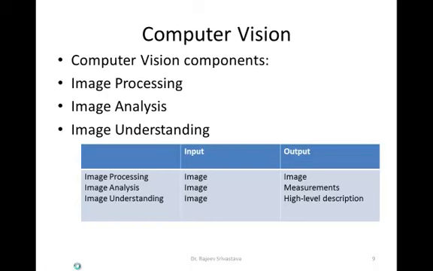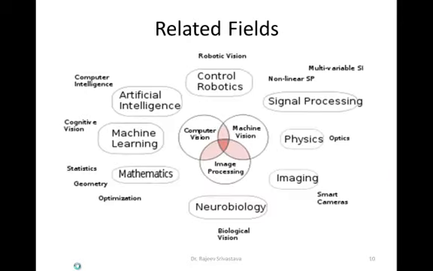A computer vision system has basically three components: image processing, image analysis, and image understanding. The input to an image processing system is an image and the output is also a processed image. In image analysis, the input is an image and the output is some measurements of features or important features. In image understanding, the input is an image and the output that we obtain is a high-level description of that particular image.